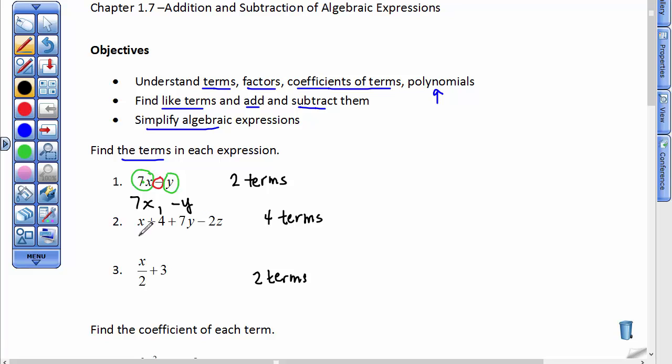The 4 terms in this next problem would be the letter x. Remember, it's a group of factors, so you can think of x as 1 times x. The number 4, you can think of it as 4 times 1 if you wanted. 7y. And finally, remember that when a term has a minus sign in front of it, it's the same thing as plus a -2z. So I would call that term a -2z. So there's the 4 terms. Finally, a term can be a fraction, x over 2. And then finally, the last term here is 3.